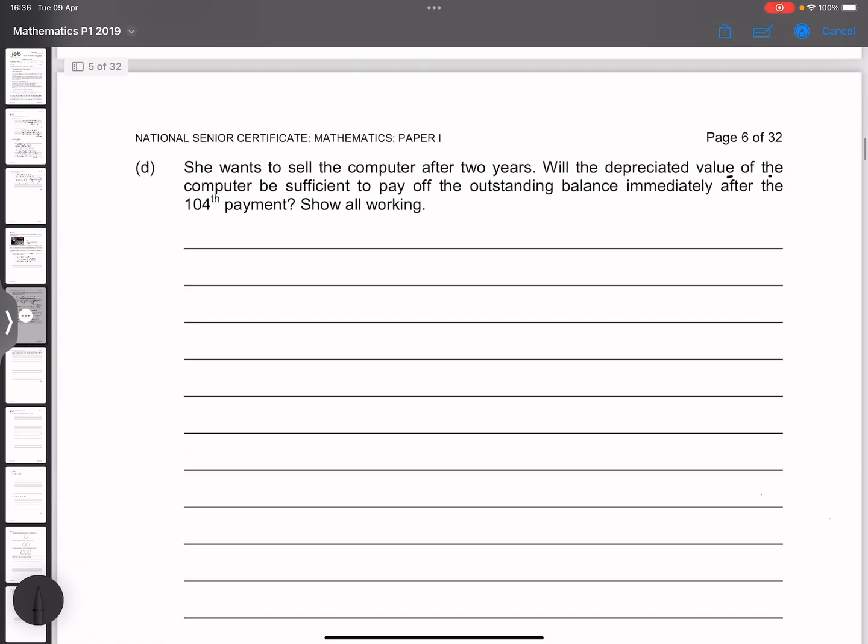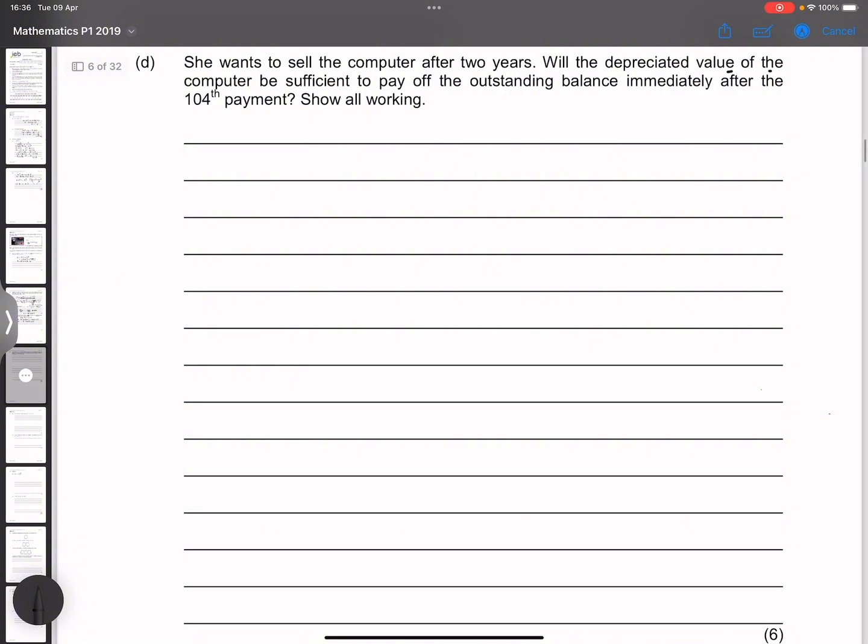And now they say she wants to sell the computer after 2 years, right? Will the depreciated value of the computer be sufficient to pay off the outstanding balance immediately after the 104th payment? Show all working. Now, the 104th payment would be after 2 years, so that's 52 weeks times 2, right? So now we want to calculate the balance. Let's find out what the balance on this loan is.